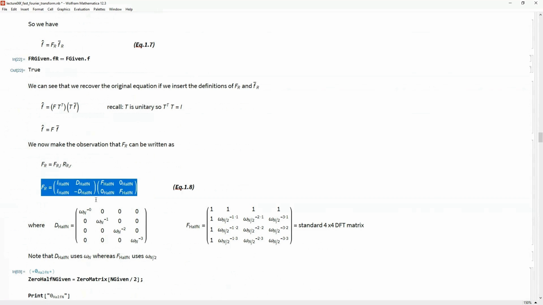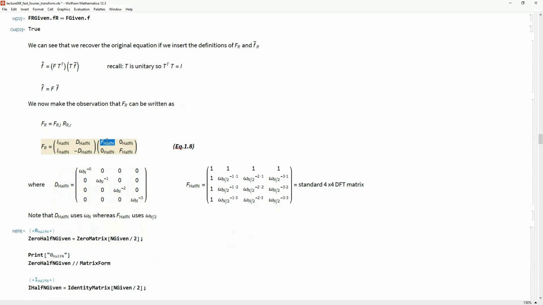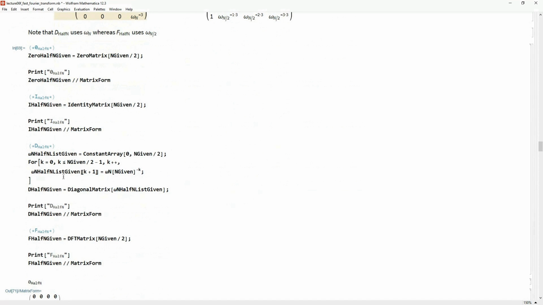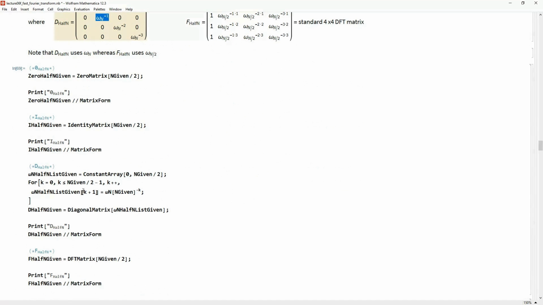quasi-diagonal matrices. All we've got to do is build these up. To make sure that we don't miss anything, I want to stress that this D matrix, this diagonal matrix, uses the nth root of unity, in our case n equals 8. And these F matrices over here are your standard 4 by 4 DFT matrices, so you now use the primitive 4th root of unity, not the primitive 8th root of unity, for their calculation. Feel free to pause the video if you want, but here's the code that I use to build all of these sub-matrices.